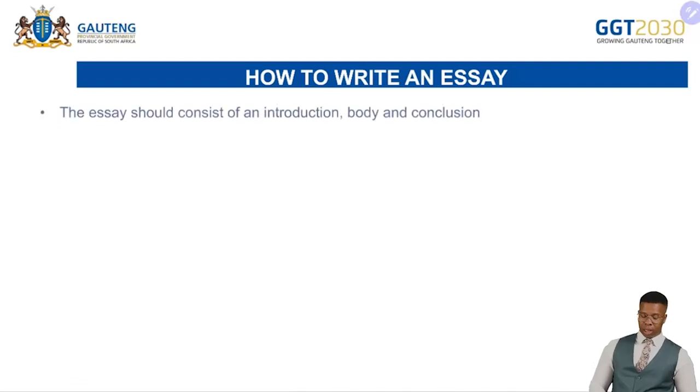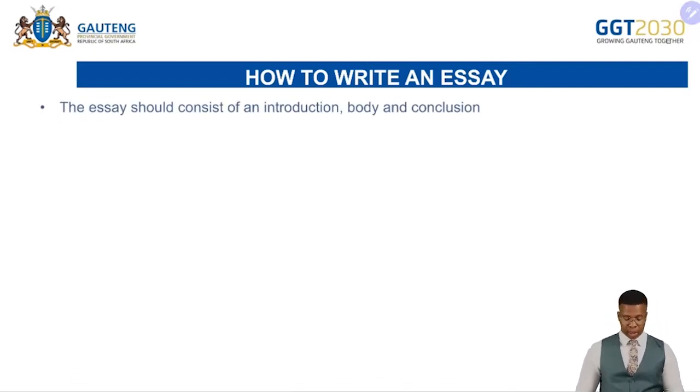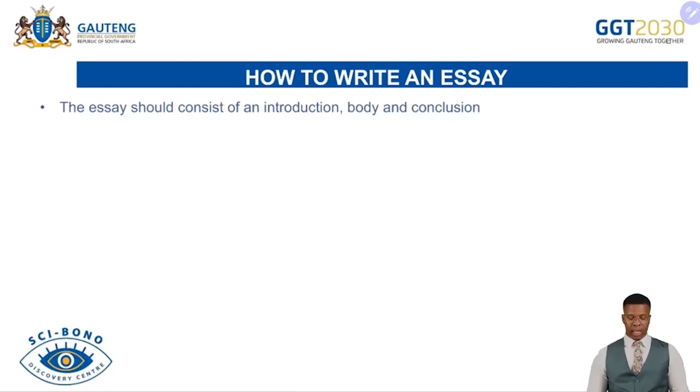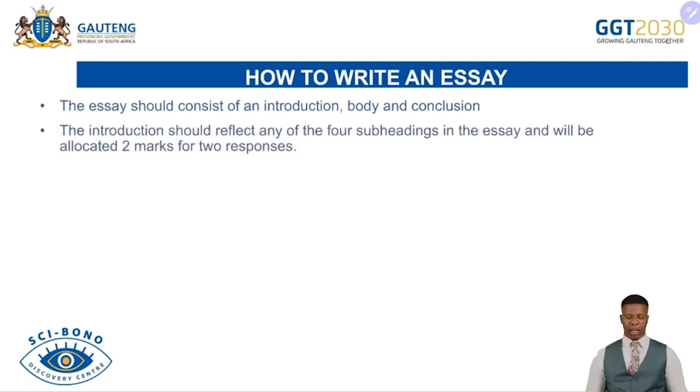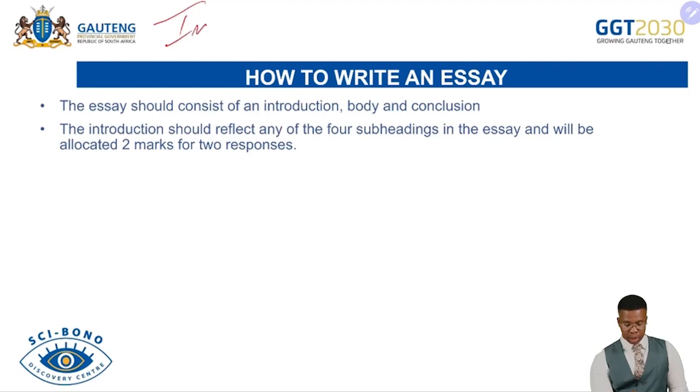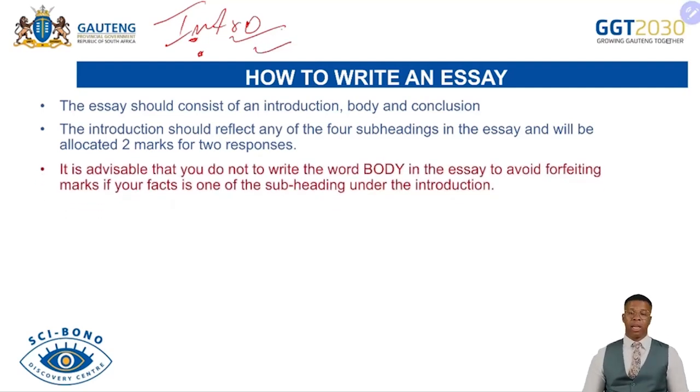Now we look into those essays. How to write an essay is the first part. This is the way you should write your essay. The essay should consist of the introduction, body, and conclusion. When you start your essay, the introduction should reflect any of the 4 subheadings in an essay and will be allocated 2 marks for 2 responses, meaning you have to give 2 sentences, and 1 mark for each one under the introduction. Thereafter, we have your 4 subheadings.